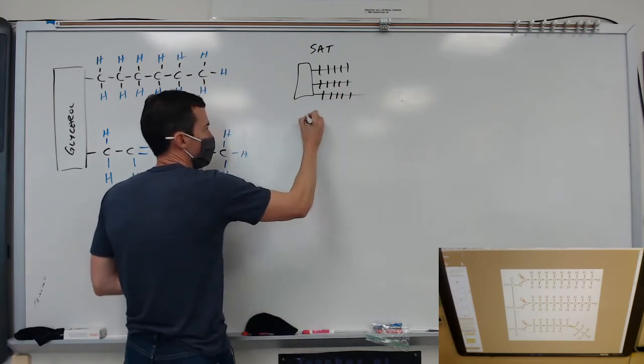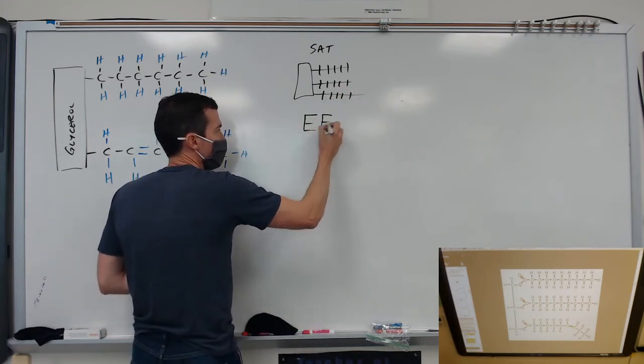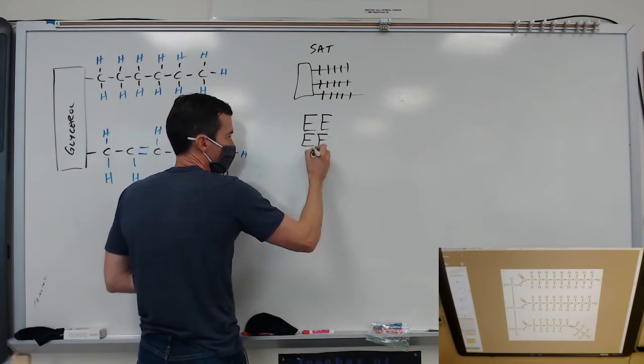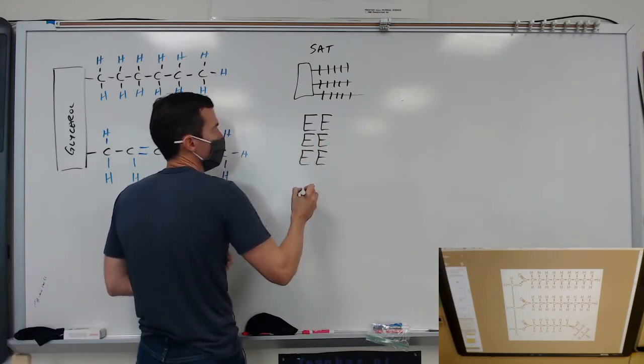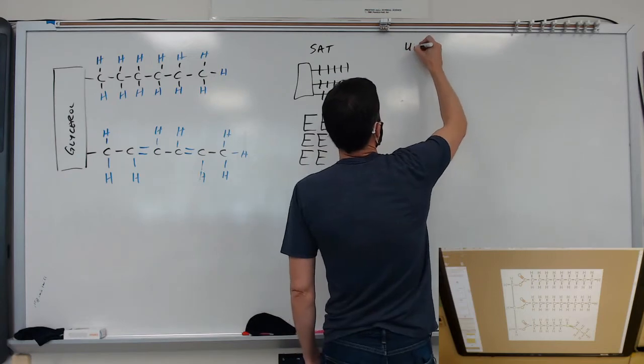So their shape is basically like a capital E. If I've got like 6 of them together, there you go. Unsaturated.